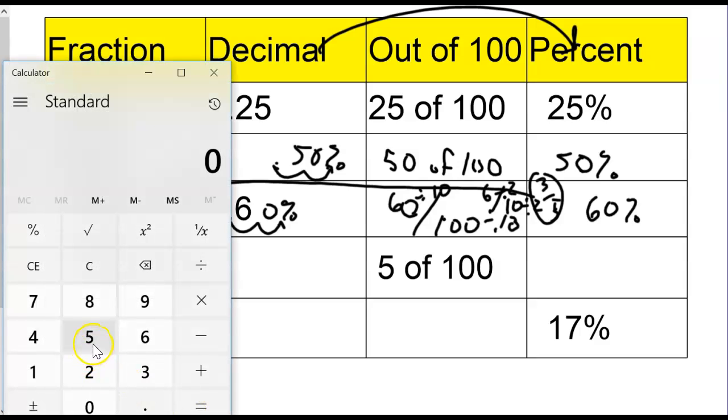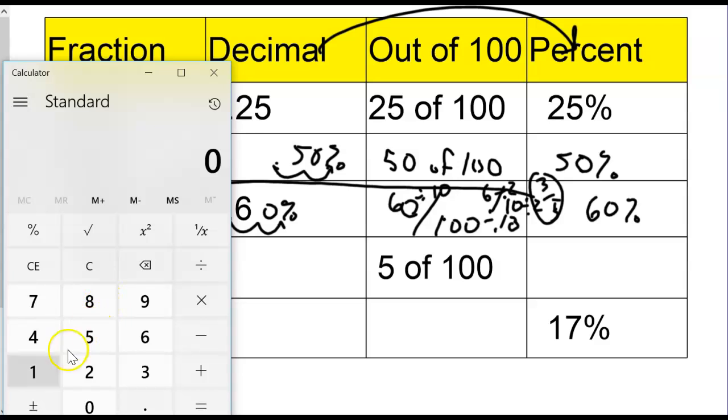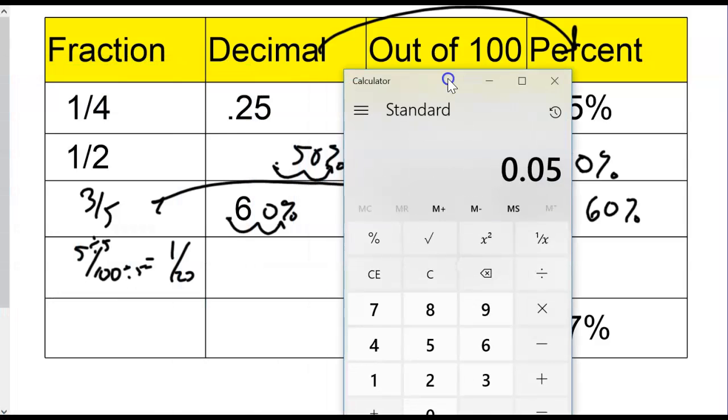we can go ahead and divide this. So 5 divided by 20. Oh, sorry. 1 divided by 20. I was looking at the problem above it. 1 divided by 20. And we end up with 0.05 as our decimal. 0.05 is our decimal.